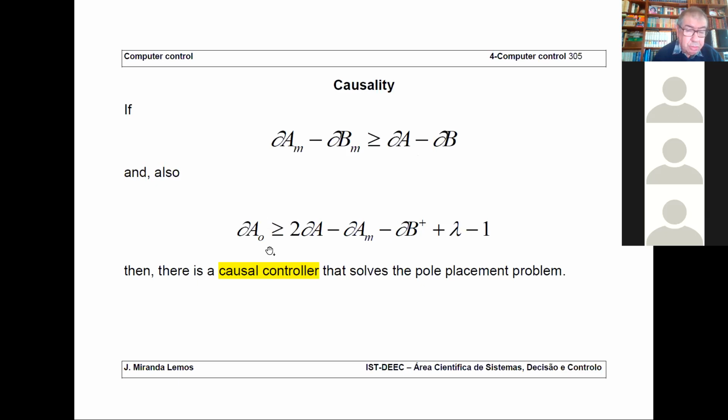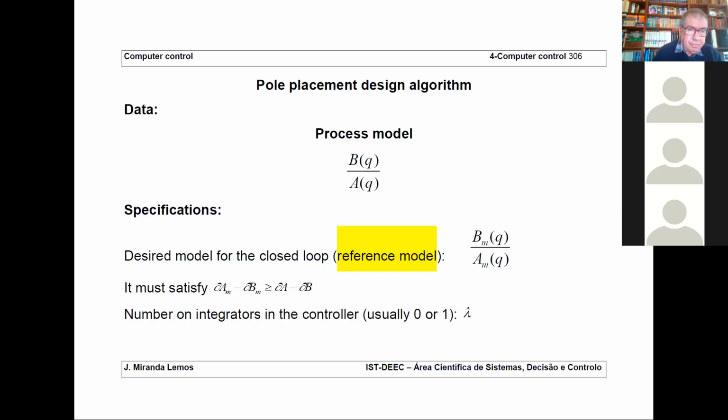Furthermore, for the controller to be causal, you have to select an AO with a minimum degree given by this expression. Okay, so let's put everything together. I'm not going to show the proof; it's a little bit cumbersome. If some of you want, I can give you a text with the deduction of these expressions, which is not difficult, but it's a little bit tedious.